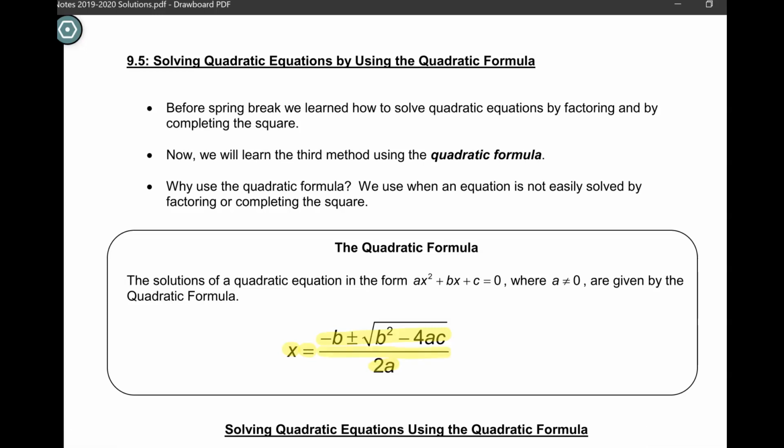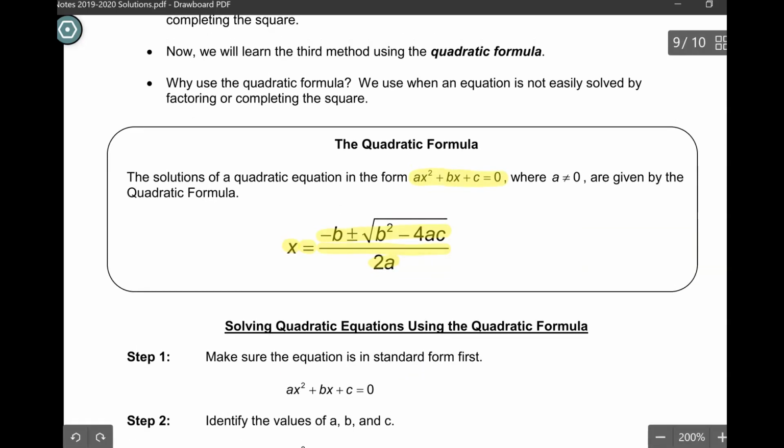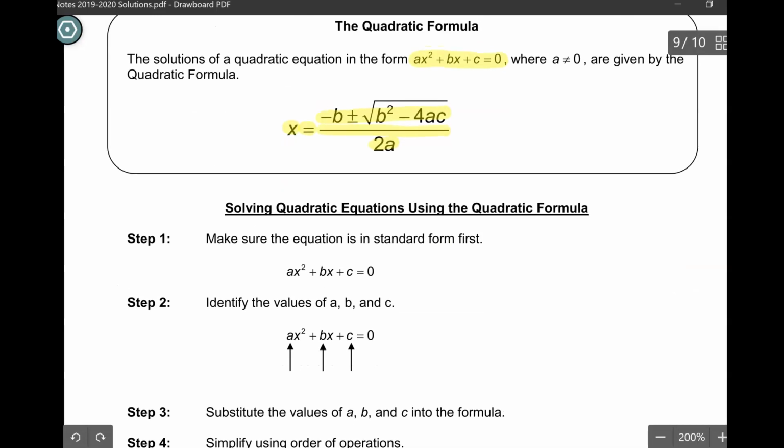Now, you may recognize the values of a, b, and c. Where do we get those? We get those from the equation. a is always whatever is in front of x squared, b is what's in front of x, and c is the constant, the one without any variables. I'm going to walk you through an example and then we'll do some together.